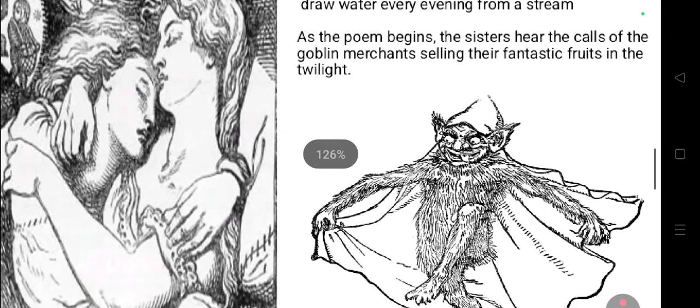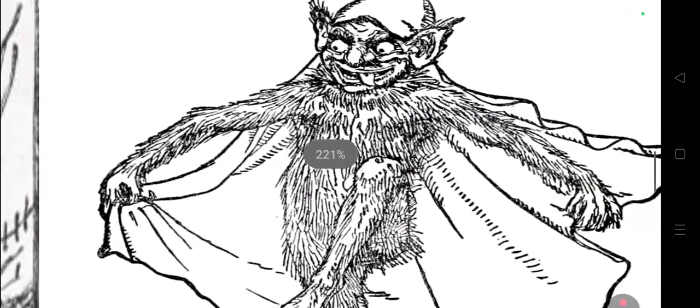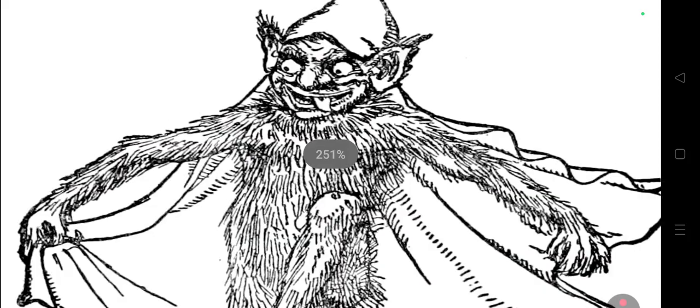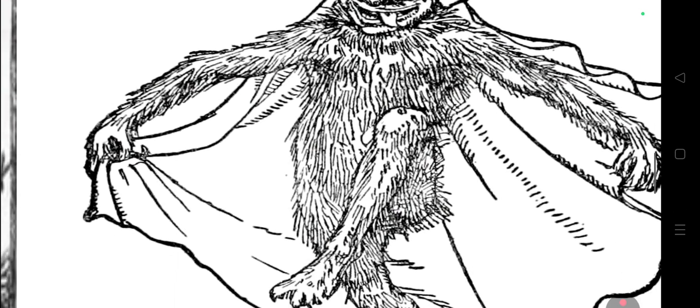Now I think you should see this goblin very clearly. It is available obviously on Google. So these are the merchants. See the appearance.